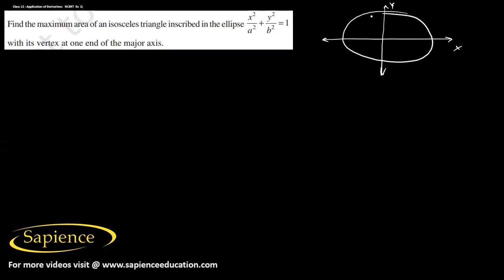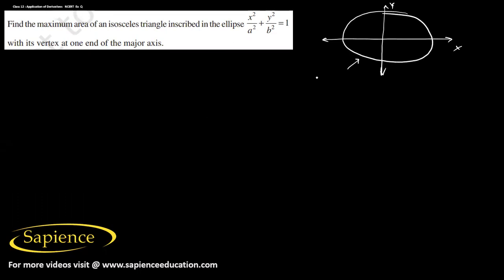So here it is being asked to find the maximum area of an isosceles triangle, which is inscribed in the ellipse x square by a square plus y square by b square equal to 1, with its vertex at one end of the major axis. So here the major axis is along the x-axis. So let's say this is the major axis of the ellipse, which is the x-axis, and the minor axis is along the y-axis. The ellipse is somewhat like this, suppose.